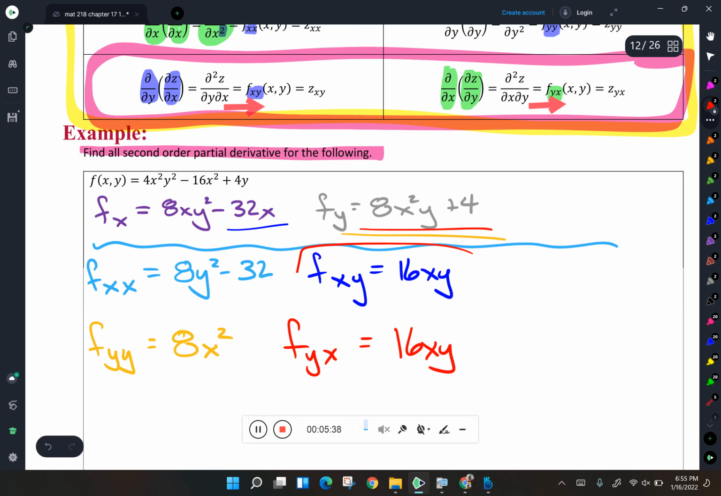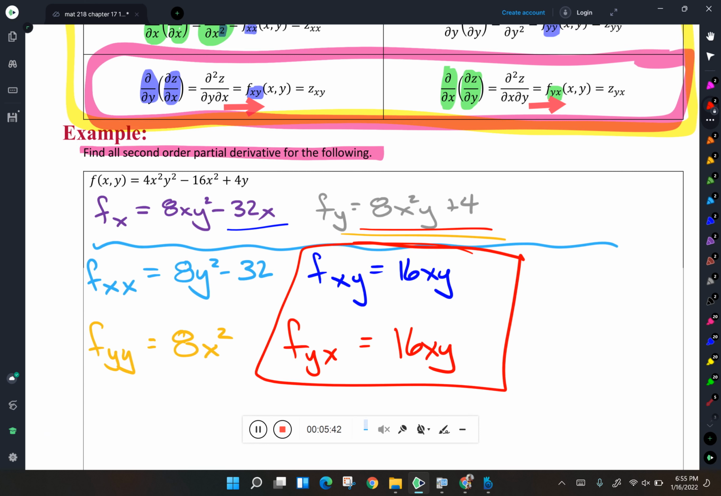And you see how these two ended up being the same? That's because second order partial derivative xy is the same as second order partial derivative yx. It makes me happy, because those two are the same, so I don't really need to do both of them. I just did them both just to check to make sure.